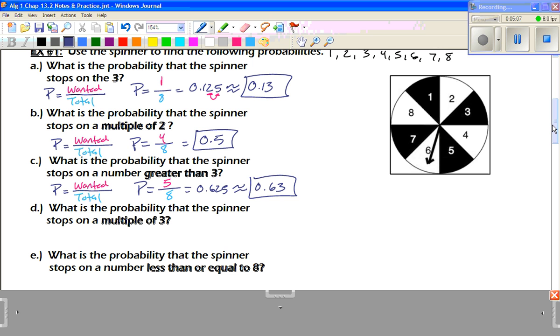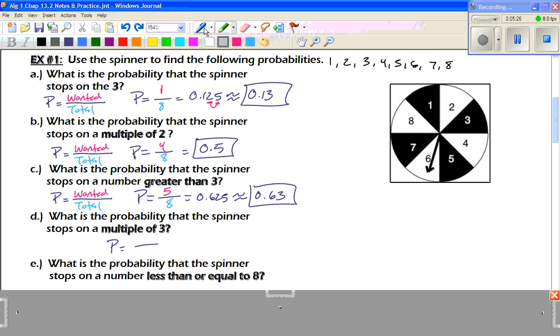What is the probability that the spinner stops on a multiple of 3? Okay, so remember, put your wanted over your total. Now the multiples of 3, 3, 6, oh, 9's not one of them. Okay, so there's only 2, and it's out of 8.